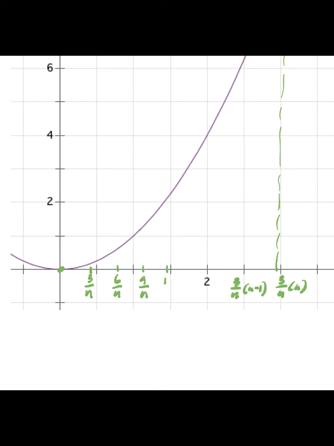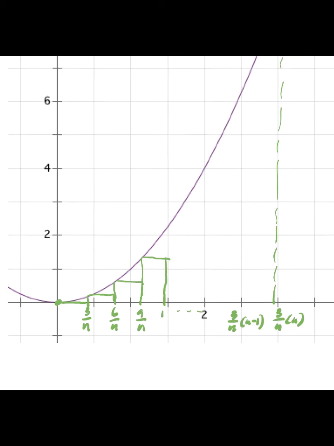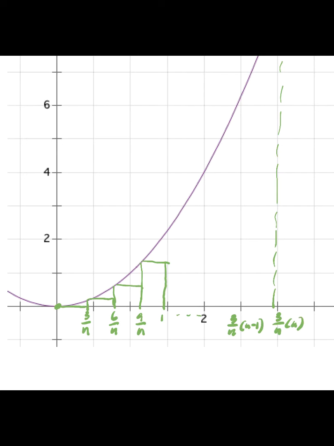Okay, so now we're using these left-hand endpoints to draw our rectangles because we're doing the left-hand sum, so it looks like this. And then like this. And then we have a bunch of them in here. And our last one is going to go from this spot, which was 3 over n. Let's see if I can draw it in.